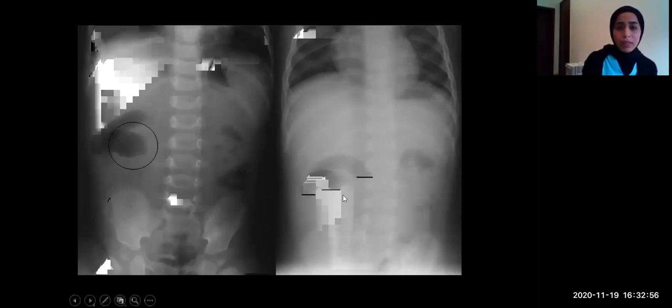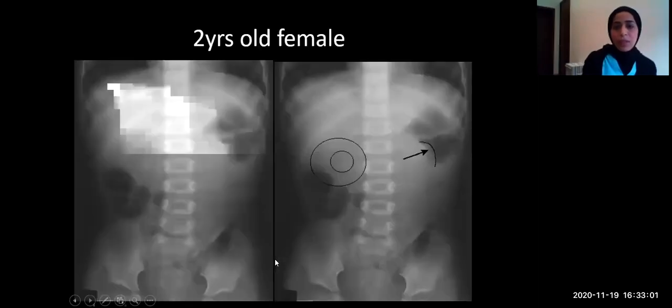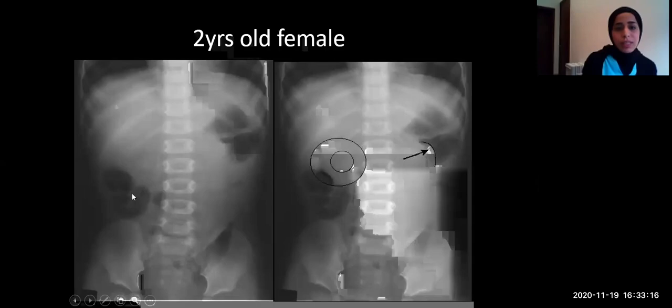So again, this is to highlight the abnormality. Again, another patient with intussusception showing paucity of the air in the midline of the abdomen, abnormal crescent shape of this slightly prominent loop, and a slightly prominent caliber of the bowel in this area, which is the lower right abdomen.